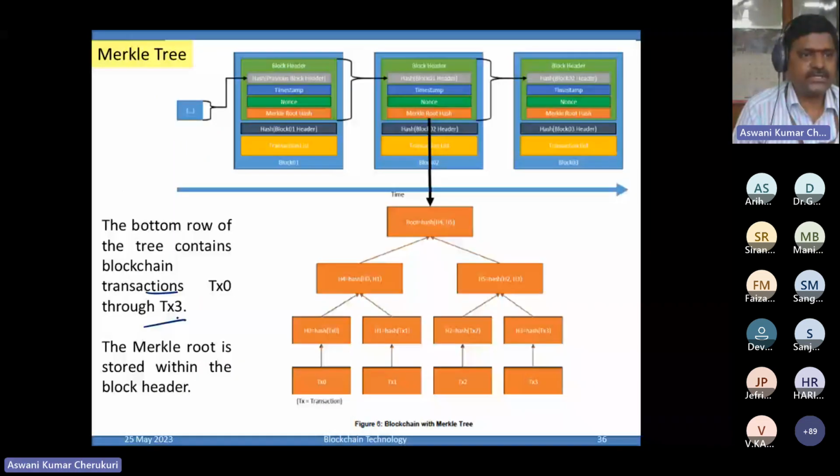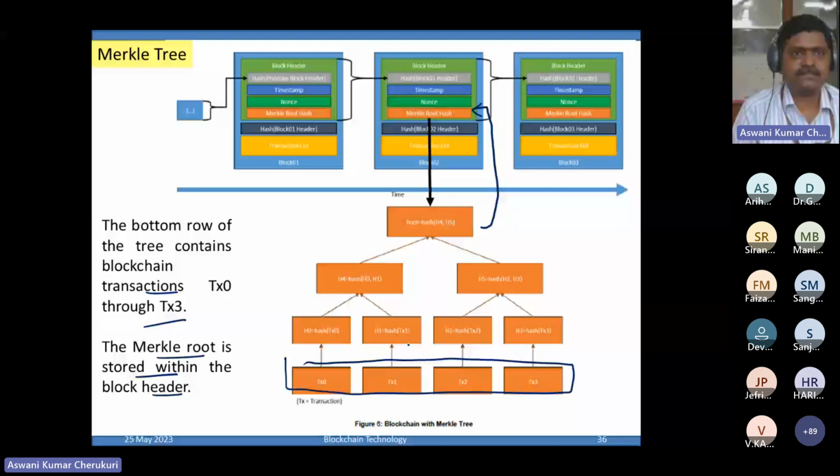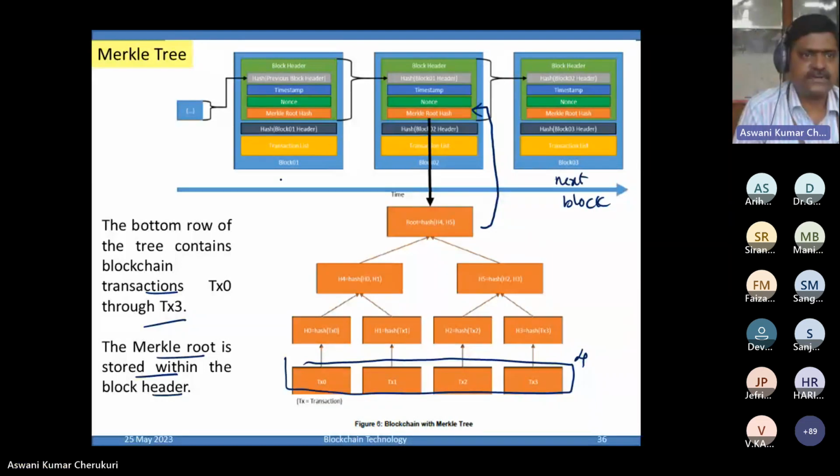The Merkle root is stored within the block header. So now you can see that this hash of the hashes is stored in the block structure. That means this particular block contains these 4 transactions. Similarly, look at its previous block. Probably that block may have 4 transactions, 10 transactions, or we do not know. So this is its previous block, and this is its next block.